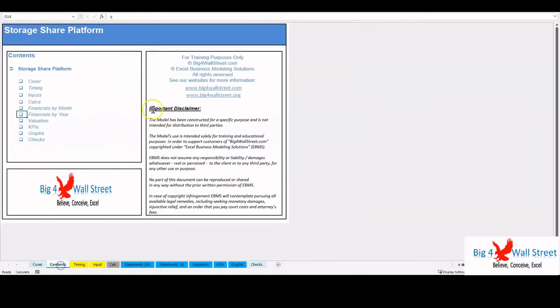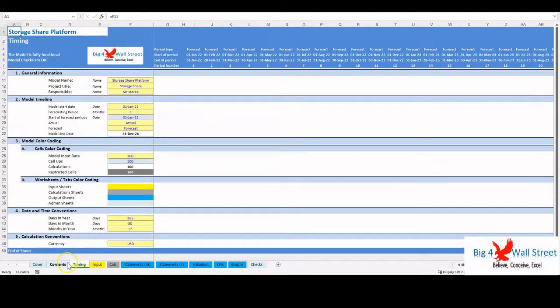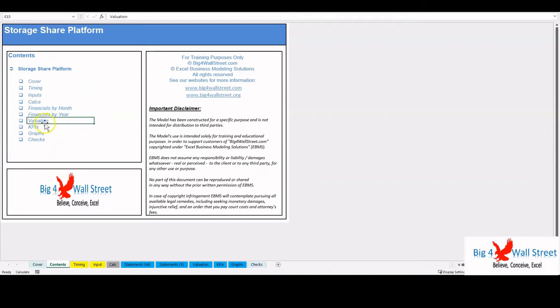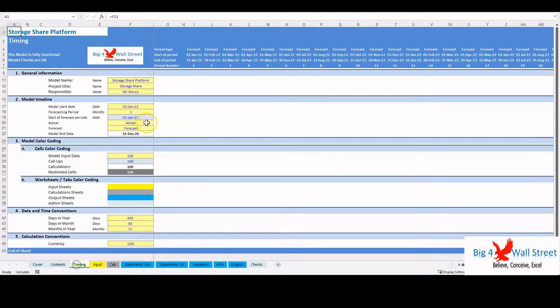In the Contents tab you can see the structure of the model and by clicking on any of the headlines to be redirected to the relevant worksheet. On the Timing tab you can feed the general information for the model such as model name, responsible, timeline of the model and date and currency conventions. Additionally, there is a description of the color coding of the model in the same tab.